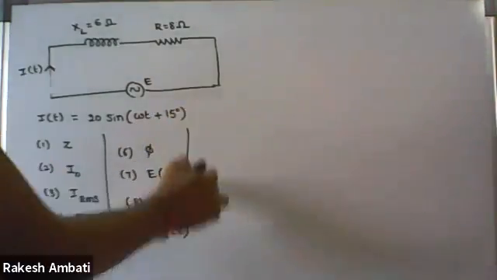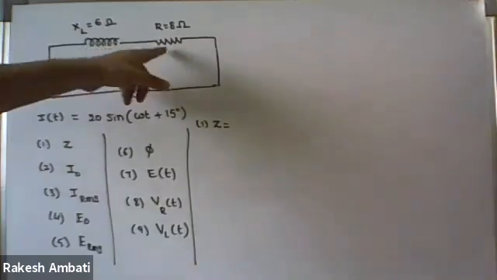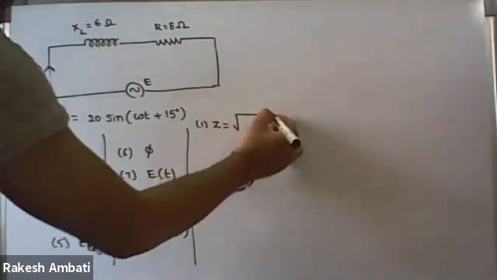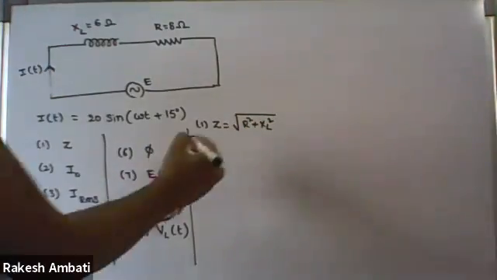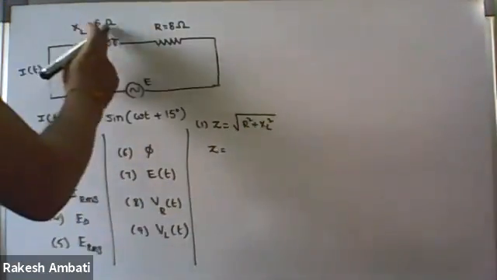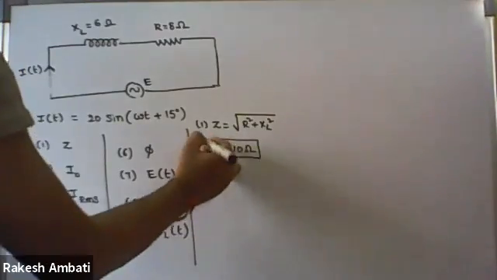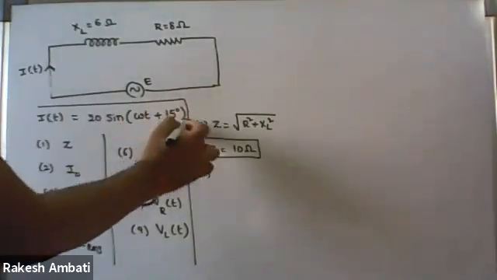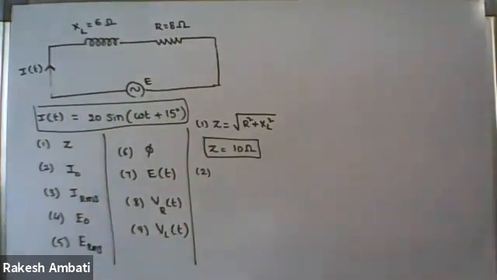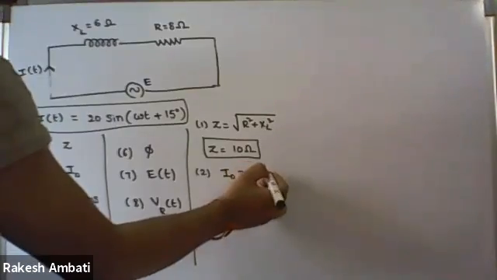Okay, first of all, what is the Z value? For an LR circuit, how to find Z? Z equals root over R square plus XL square. Therefore, Z equals root over 6 square plus 8 square, which gives 10 ohm. So the first question is completed. Now the second question: in this given current equation, what is the I naught value? 20. So the second question is completed, 20 amperes.